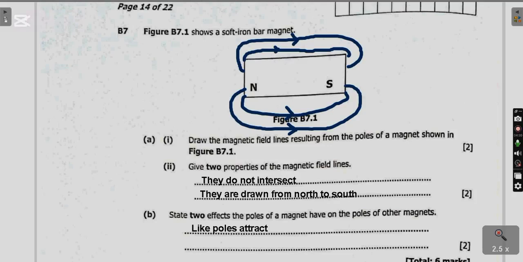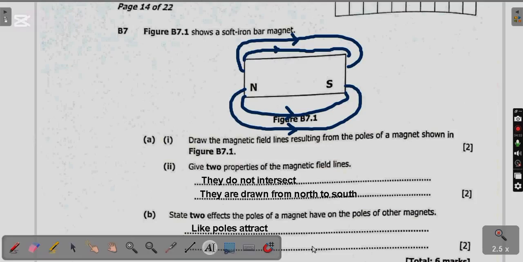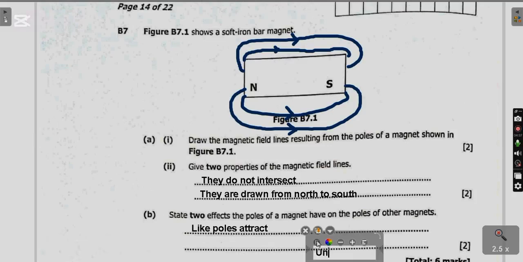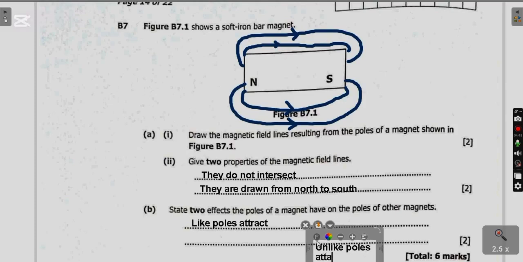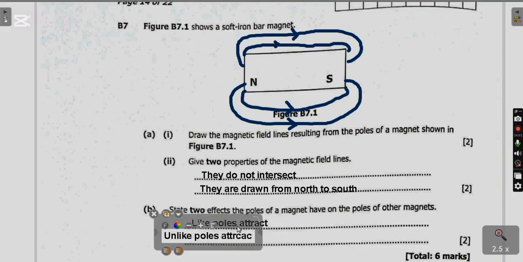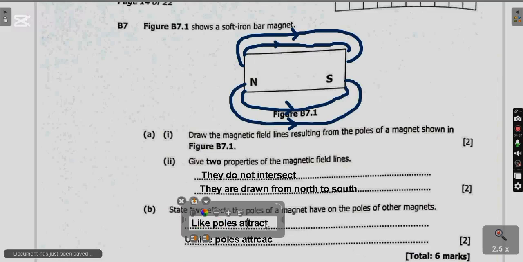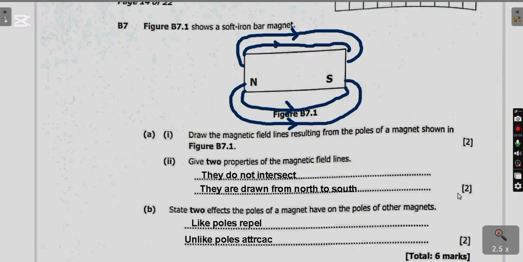And then if the poles are unlike, unlike poles attract. Let me edit the first one so it's correct. Like poles actually do not attract, but they repel. So this is what happens.